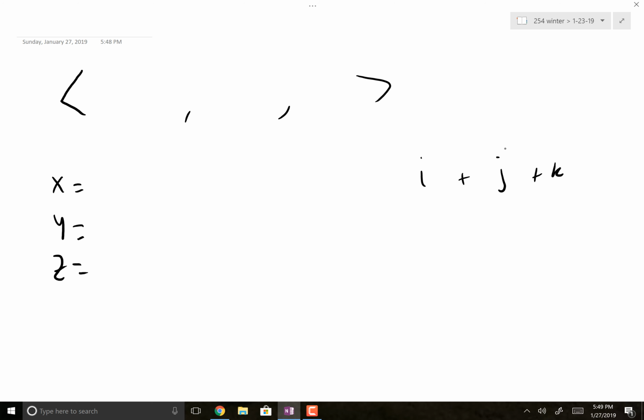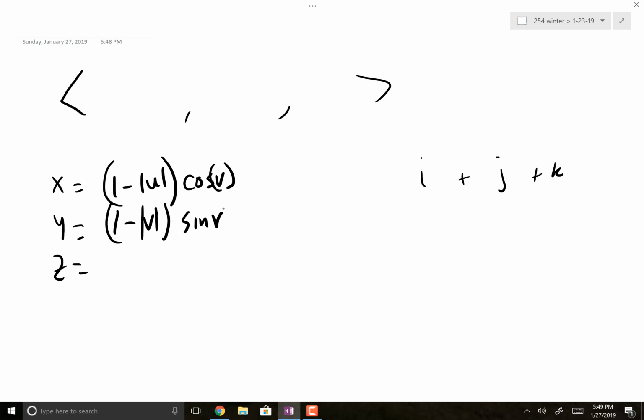I'm going to do 1 minus absolute value of u cosine of v. And I'm going to do 1 minus absolute value of u sine of v. Okay. And then I'm going to do sine squared of... is that sine squared or sine cubed? Oh no, I'm sorry, this is z equals u.